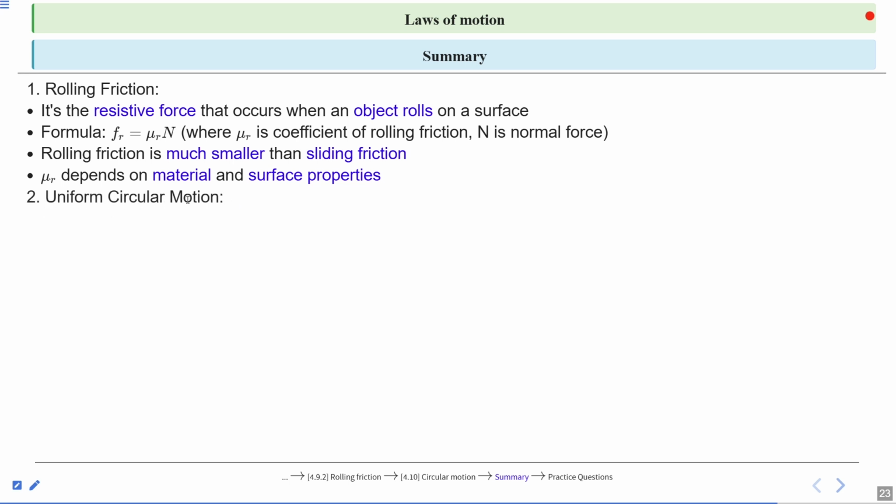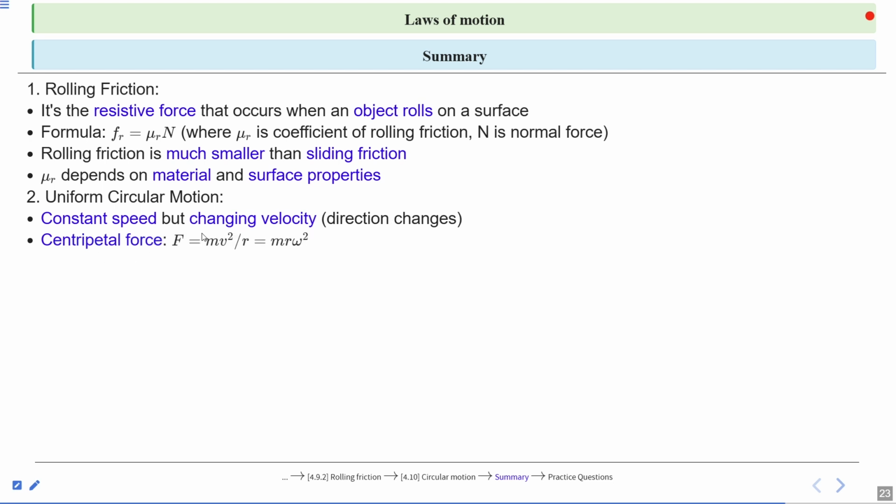Second, uniform circular motion. Uniform circular motion means speed is constant but velocity is changing, due to the change in direction. Centripetal force, F equal to mv square by r, which equals m r omega square. Centripetal acceleration, a equal to v square by r.